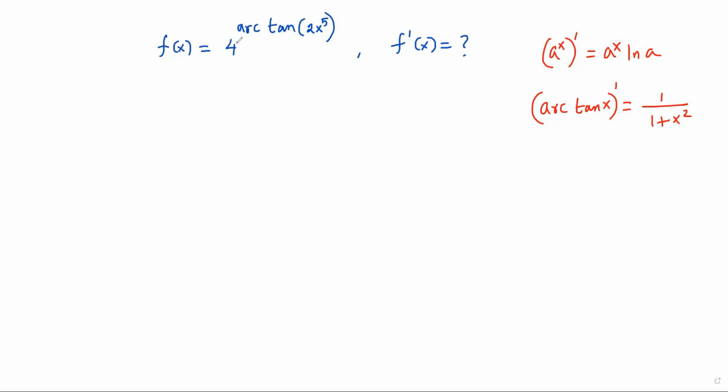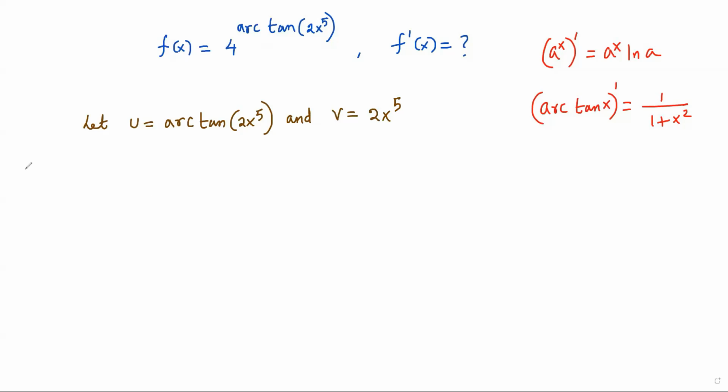Here in the given function we have so many parts, because we have 4 as the base, and at the exponent we have arctan. Further, in arctan we have 2x to the fifth power. So we have to use the chain rule to get the derivative of this function. For that, first let u be equal to arctan of 2x to the fifth power. And again, let v be the new variable for 2x to the fifth power, so v is equal to 2 times x to the fifth power.